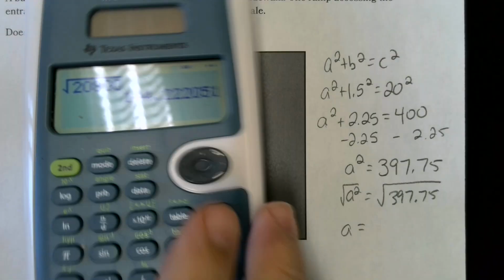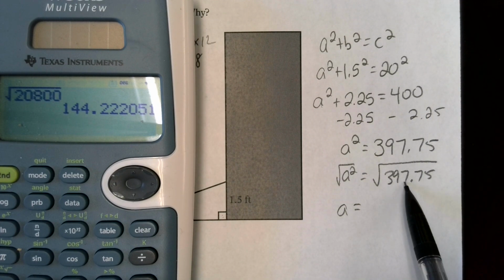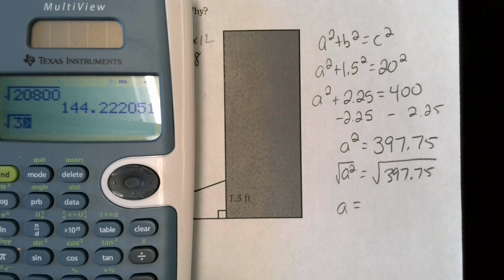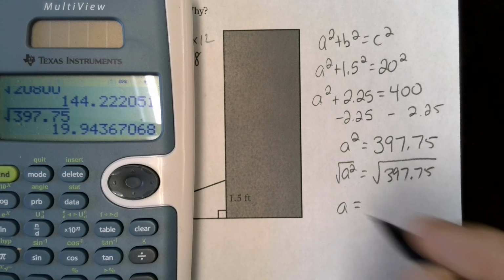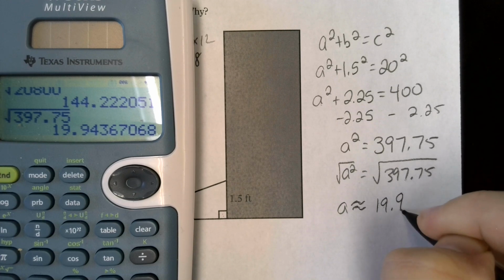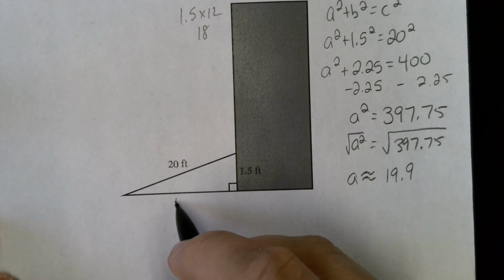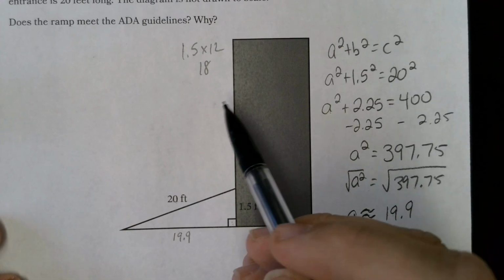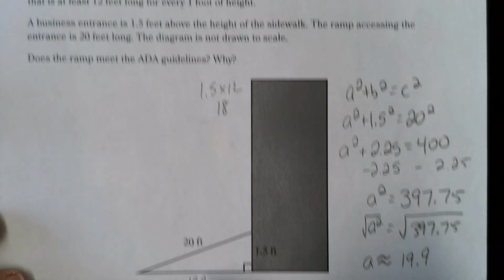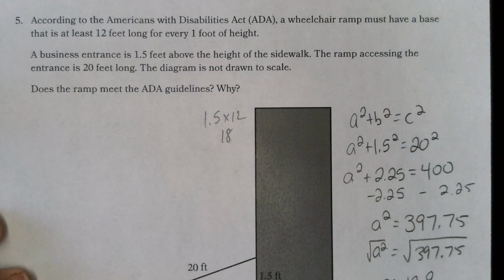So, I guess if you knew what 18 squared is, you would know whether that would qualify or not. But we're going to go ahead and figure out what the square root of 397.75 is approximately. So approximately, it is 19.9 feet. Okay. So this is approximately 19.9, and we said it needed to be at least 18. Well, it's not 18, but it's more than 18. At least means it should be 18 or bigger.